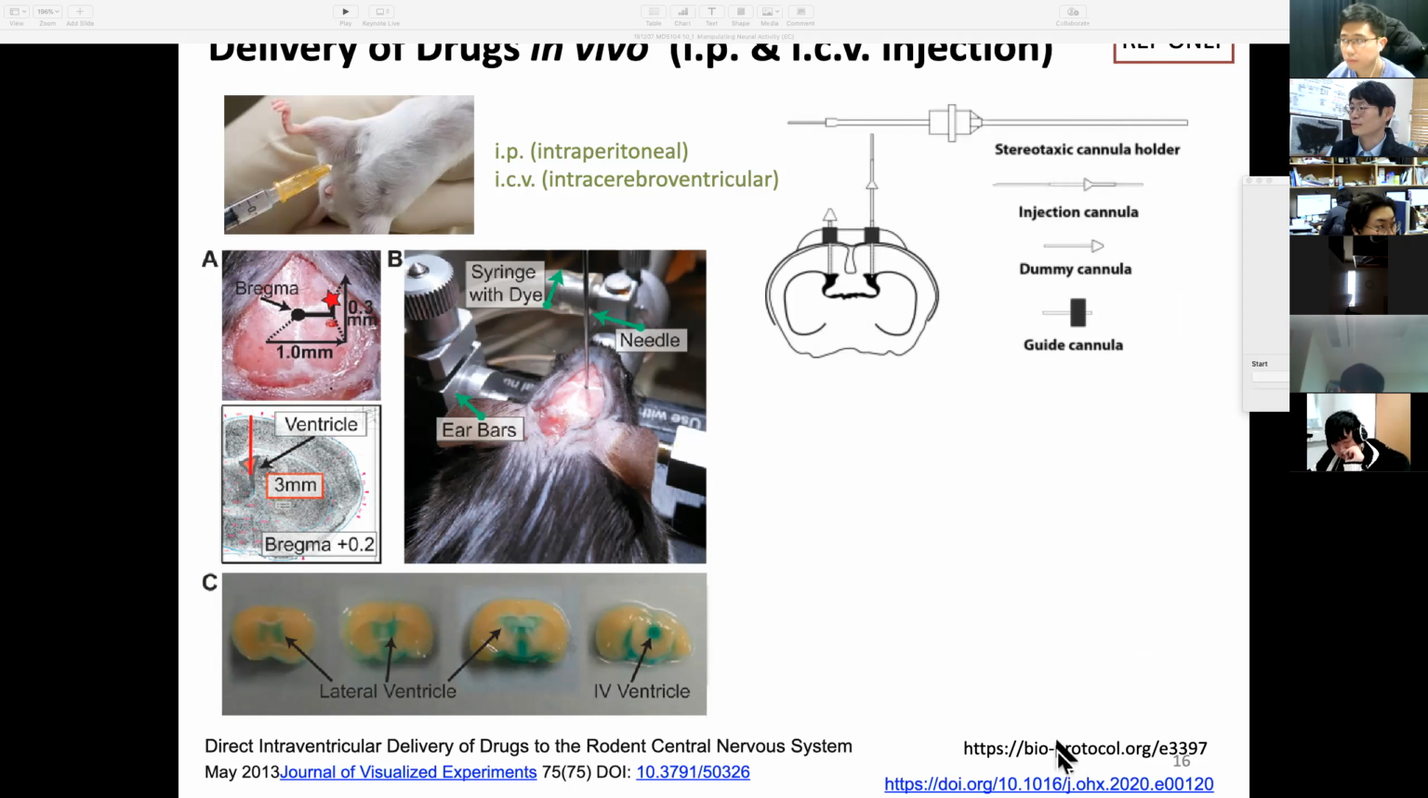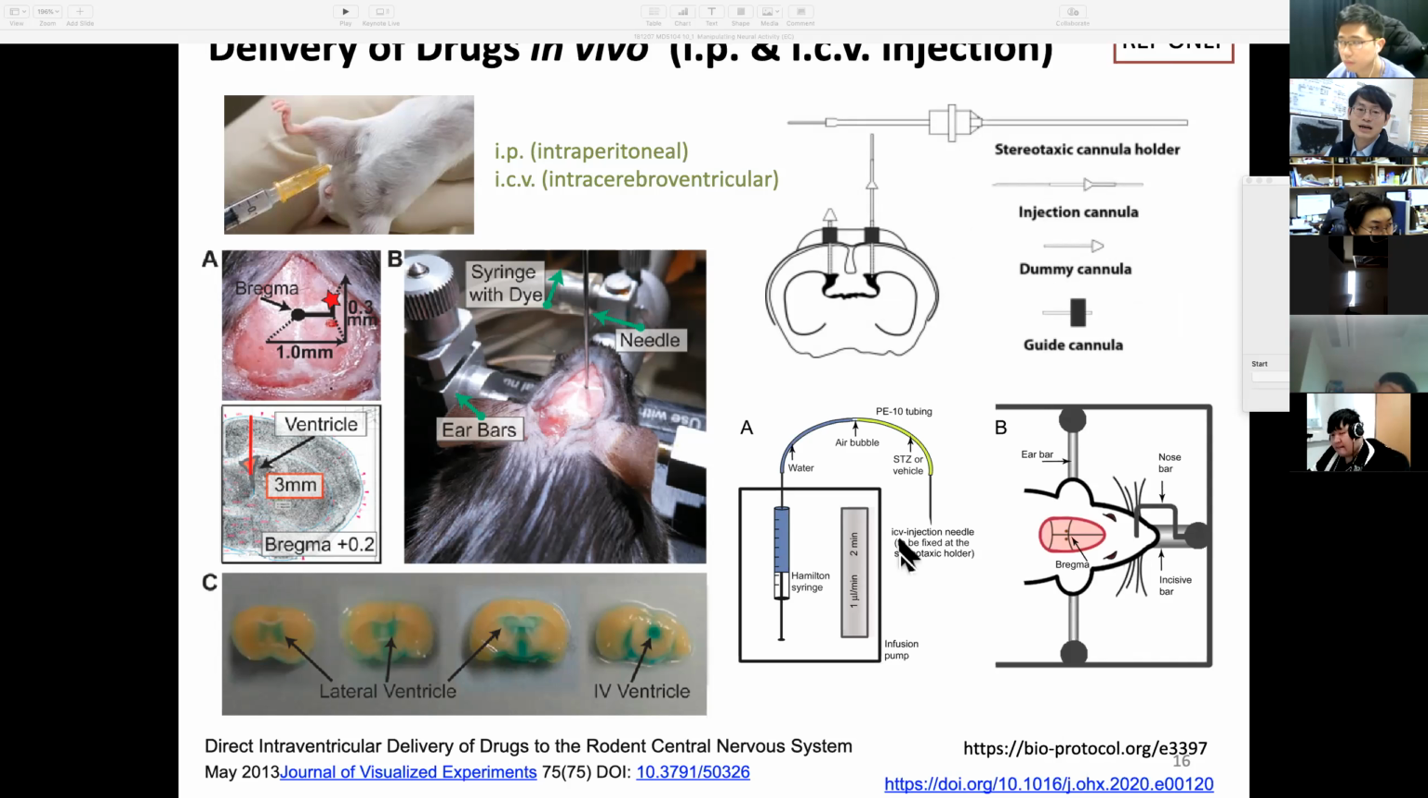So this is a bioprotocol which may be helpful for you if you want to do this. But the important thing I want to point out is you have this area, but on the other end, another one is called a dummy cannula. So this will serve as a control, okay?